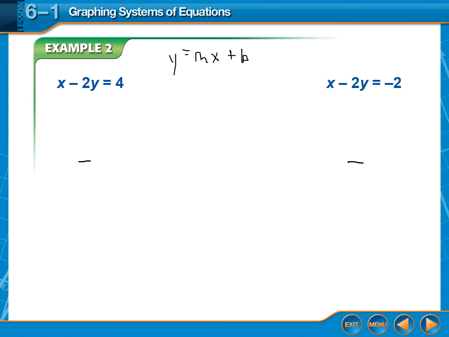Okay, so we're going to solve both of these kind of simultaneously. So I'm going to do x minus 2y equals 4. The first thing I need to do is take the x away from this side of the equation, because I want just y by itself. So I take x away there, and I'm going to take x away from the other side. Over here, same thing. I've got x minus 2y, so I'm going to take away the x that's there.